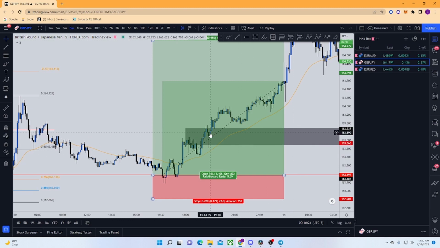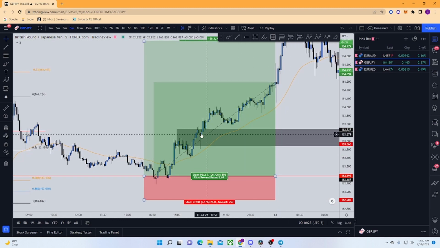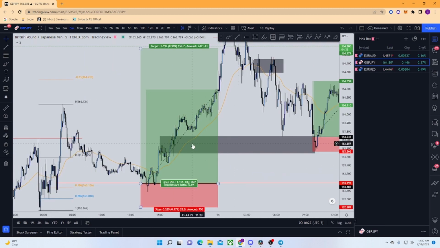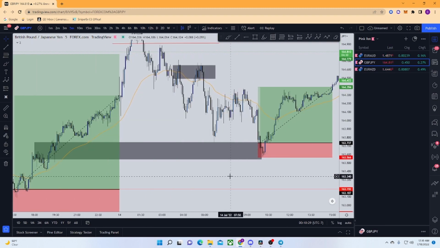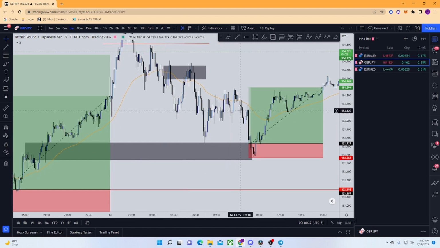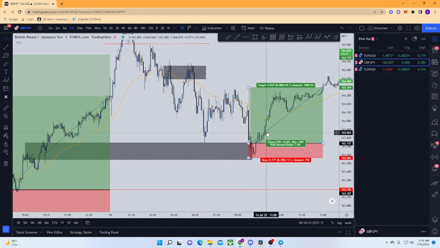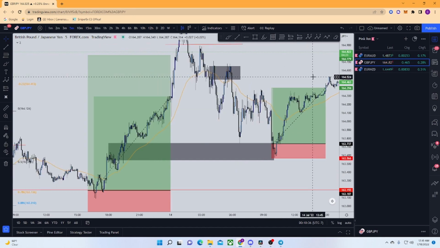And this is why we need this to come back here, because this is where all these sell orders are. This is why this is called an imbalance here. All right, this will help you with your entry. Boom. Here we go.